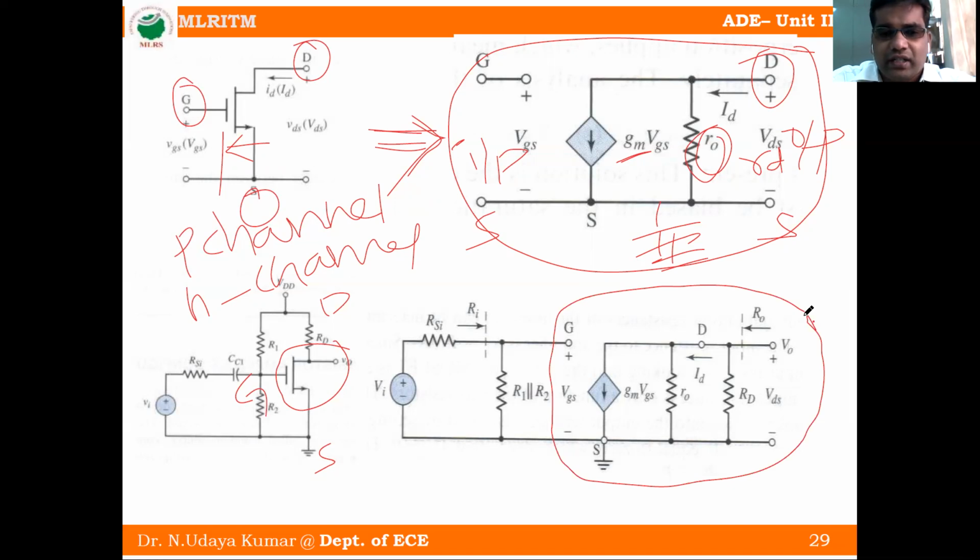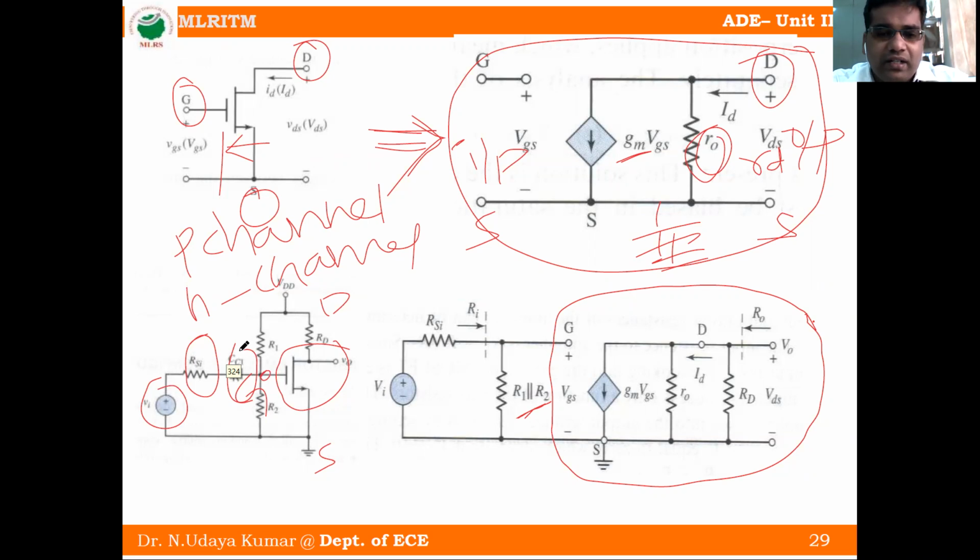Remaining are R1 and R2, these are in parallel, so it is a node. R1 is parallel to R2, so we can write it as R1 parallel R2. The remaining is the same as it is: source resistance, input voltage, and one capacitor. This is called small signal analysis.